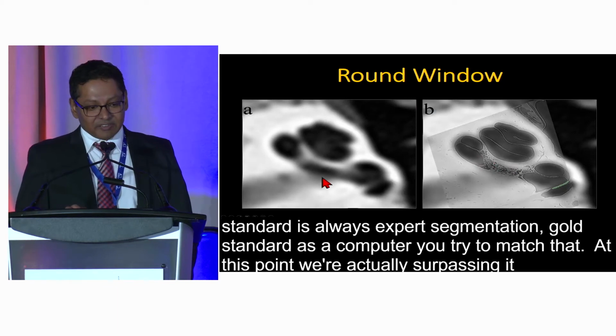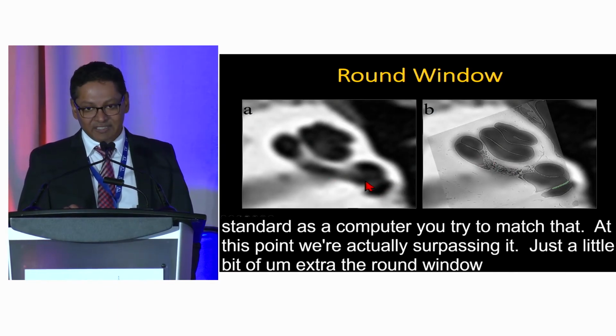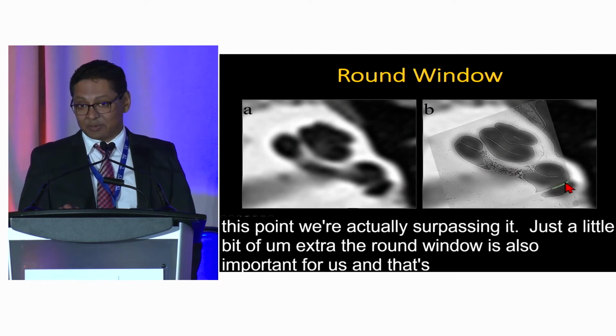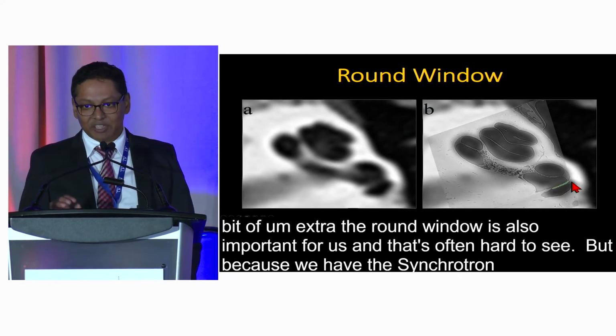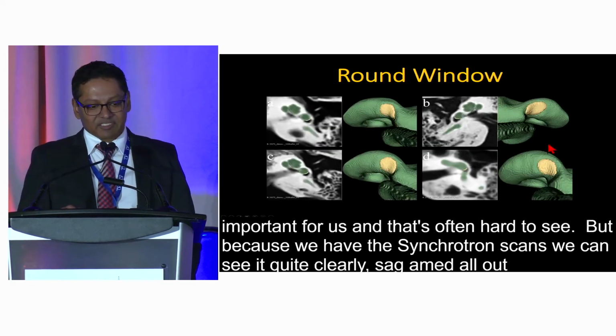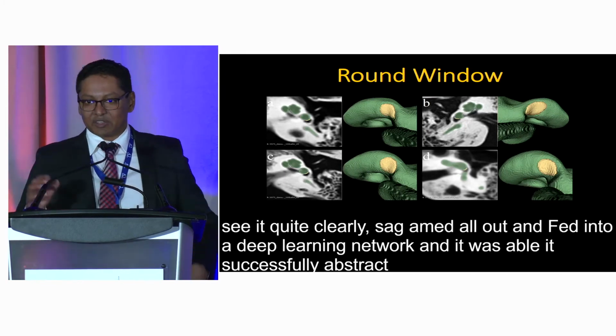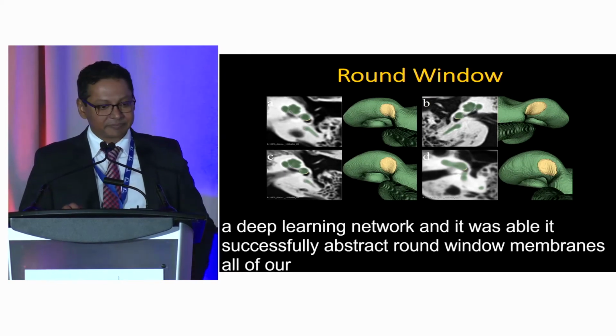Just as a little bit of extra, the round window is also important for us, and that's often hard to see. But because we have the synchrotron scans, we could see it quite clearly, so we segmented them all out and also fed it into a deep learning network. And then it was able to successfully extract out the round window membranes on all of our samples. So now we get the cochlea and we get the round window.